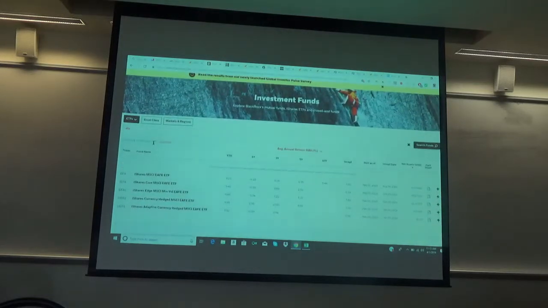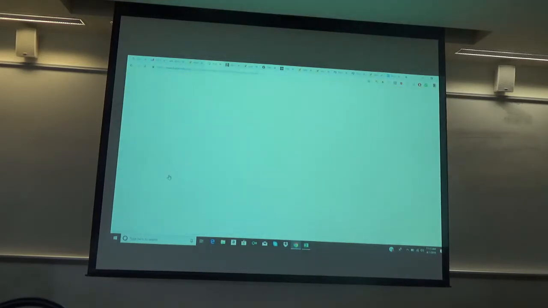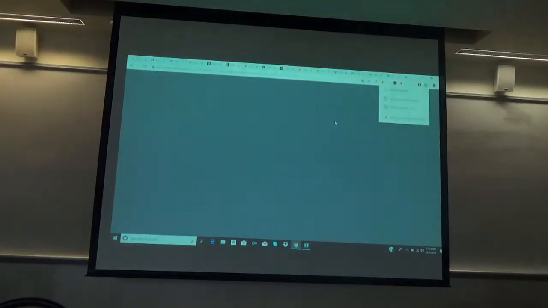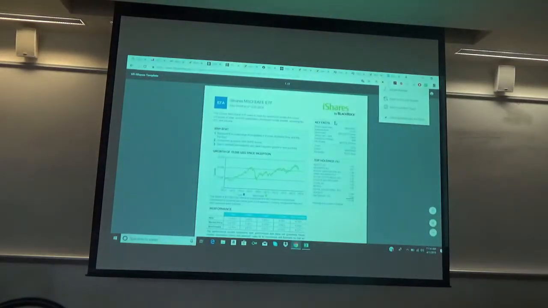Here we go. So MSCI EAFE ETF. And you click on these, and here are some of the dashboards. Then I go up here to the fact sheet, and you can save the fact sheet down as a PDF or you can print it out. So that's the first thing that I did, was I figured out what my benchmark was going to be.